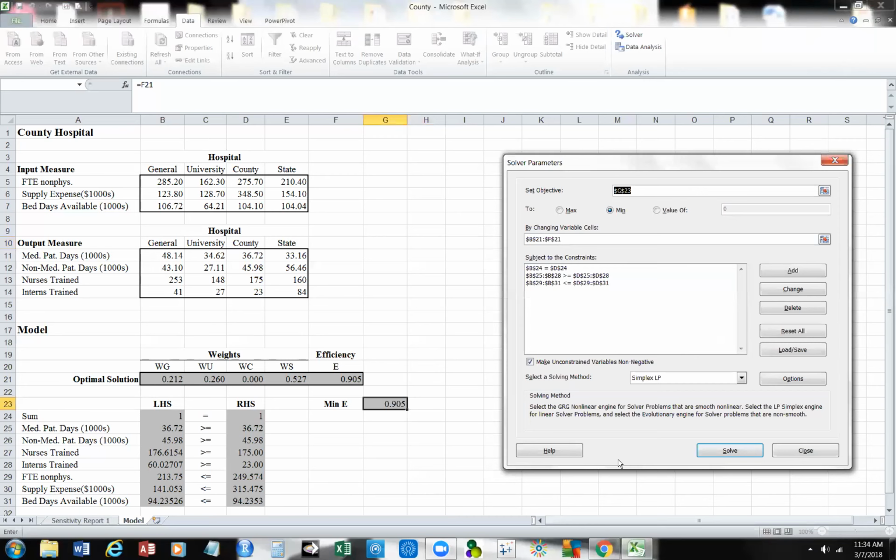That's true. Well, nonetheless, here's our model. We're using the simplex LP. Okay, and you can always go down and play with some of these and see what it looks like. Okay, so that shows you what it looks like in the model.